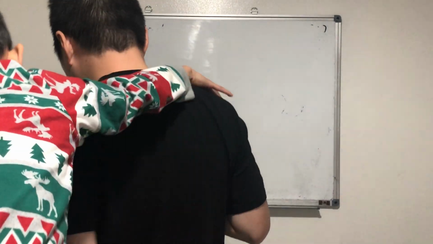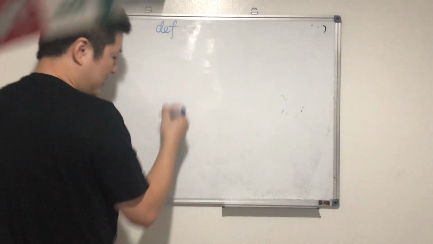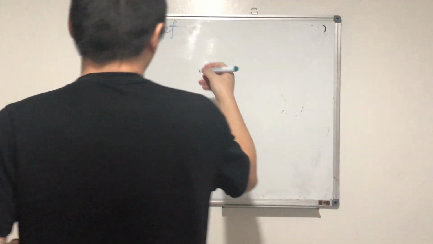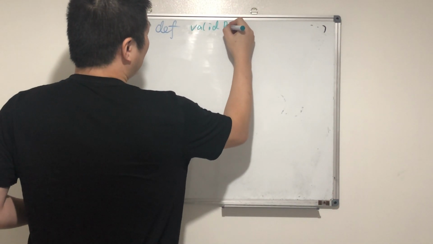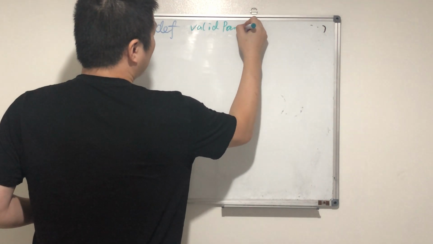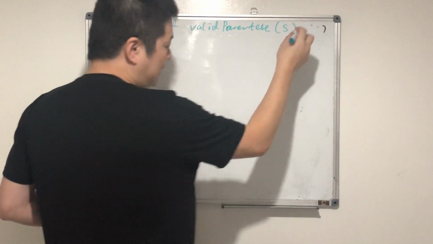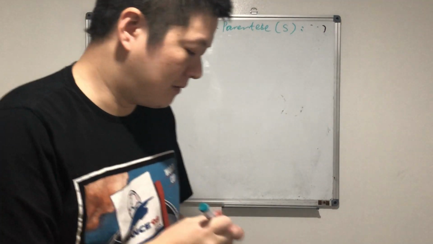Okay. This marker is running out of ink. Define valid parentheses. Then it says S, and colon.